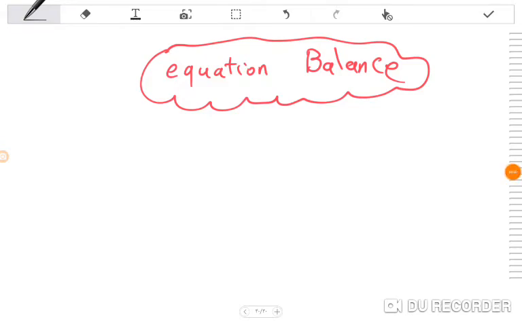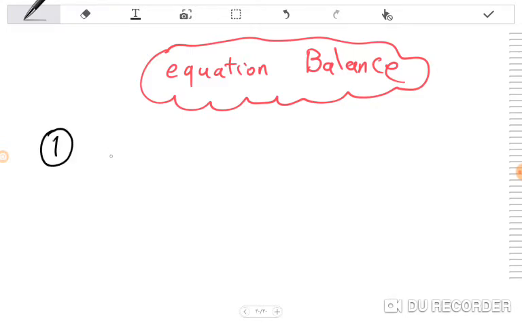Hi everyone. Today we are going to teach about equation balance. How you can balance chemical equations, very effortlessly and very well. So well, it is not a problem. Please follow me. I begin with example number 1.